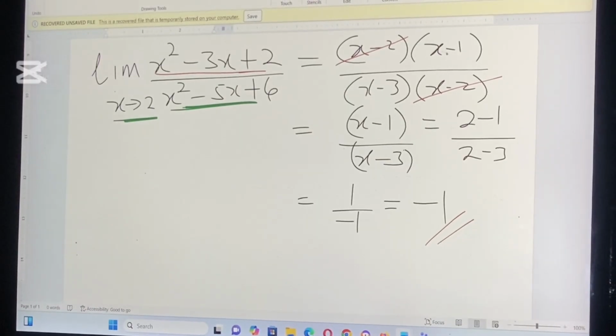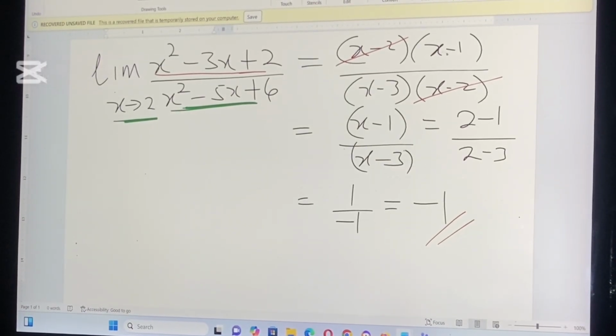Now there's a short way to solve every indeterminate limit. And the short method is called L'Hopital's method, okay?